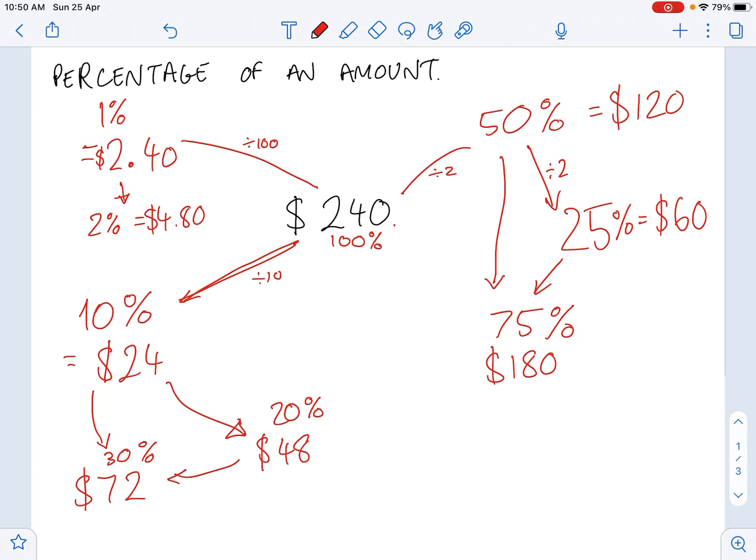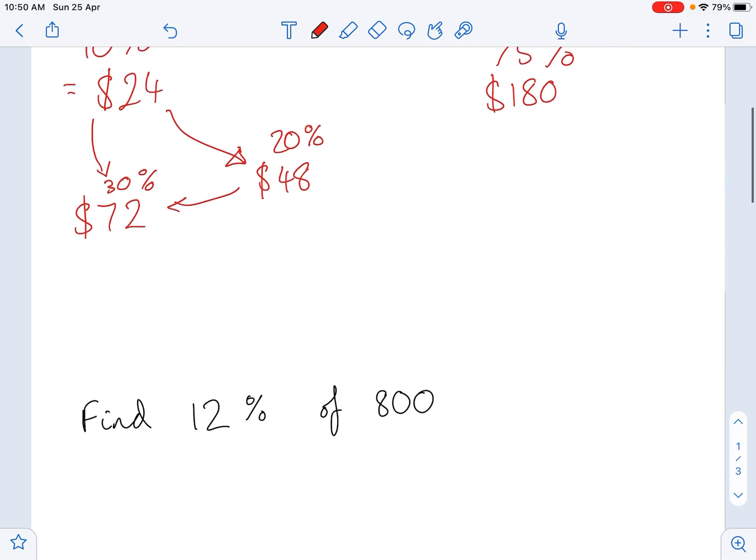But the key thing is 10% divide by 10. 1% divide by 100. 50% divide by 2. From those basic building blocks, we can add different things together to find pretty much any percentage. Okay, let's put that into practice.